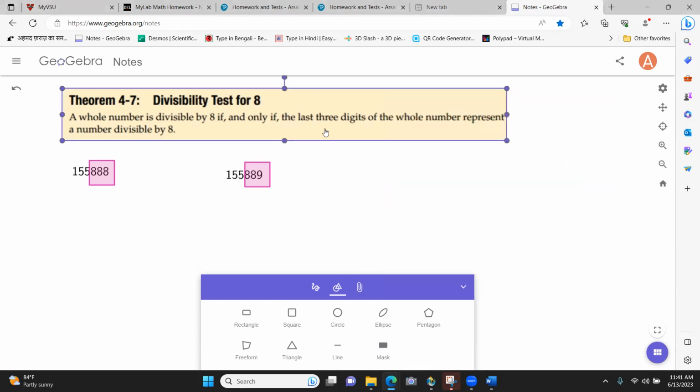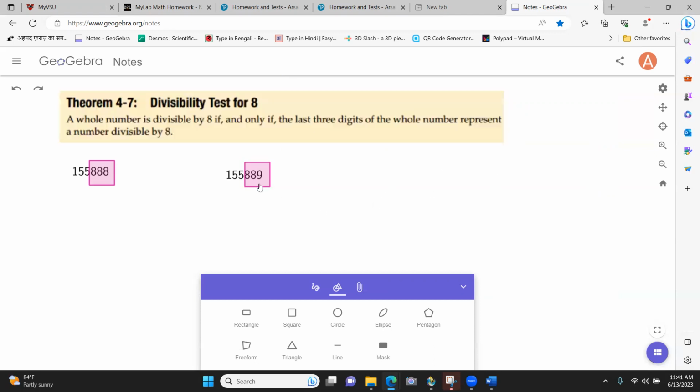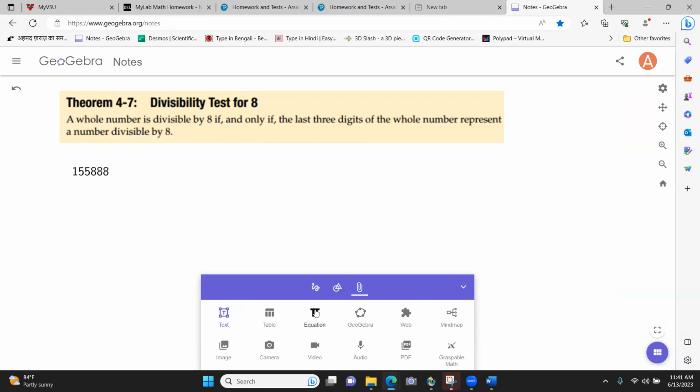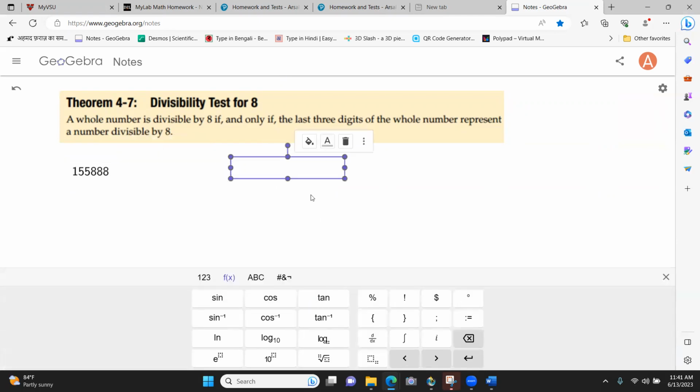Now, having said that, once again, the divisibility test for 8 is: a whole number is divisible by 8 if and only if the last three digits are divisible by 8, and you don't focus on everything else. And why does it work? I'll explain this as well. Its explanation is fairly straightforward, just like the one for 4.